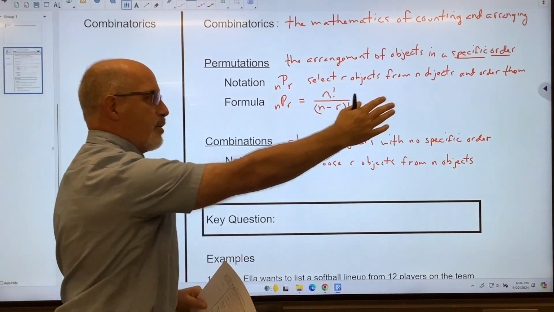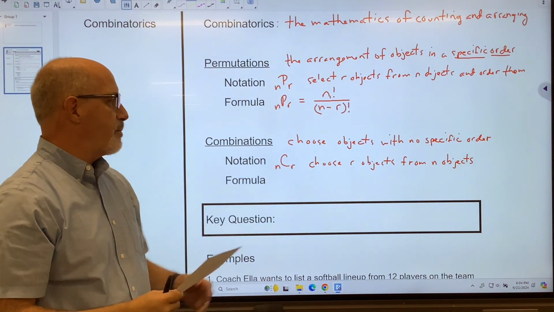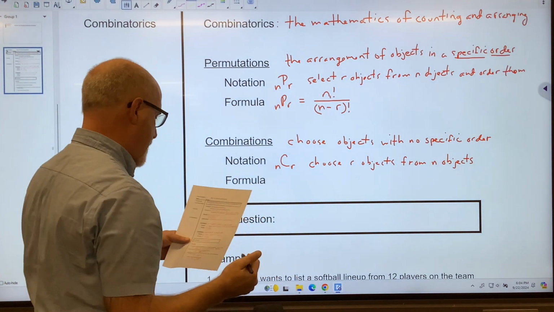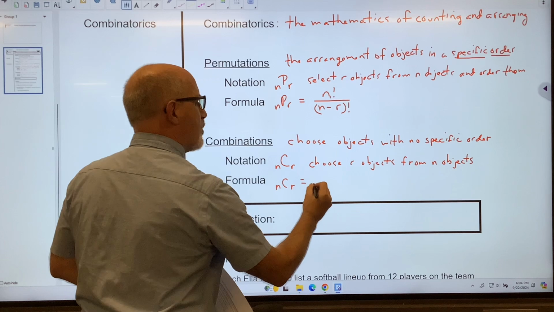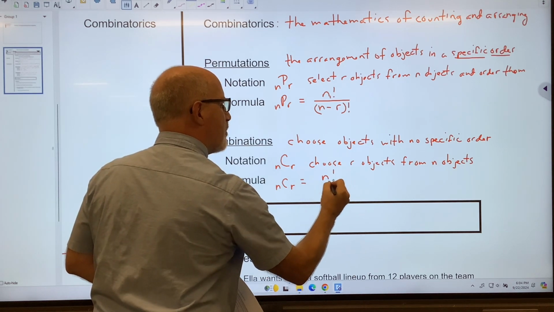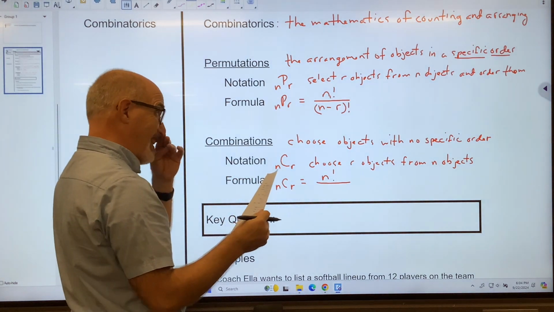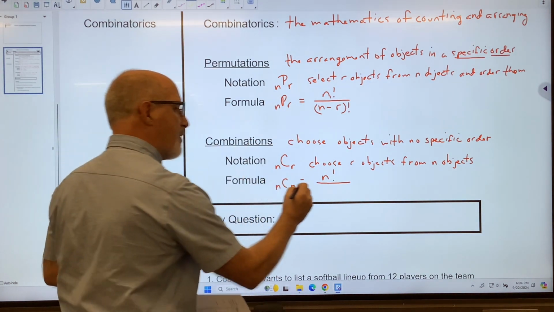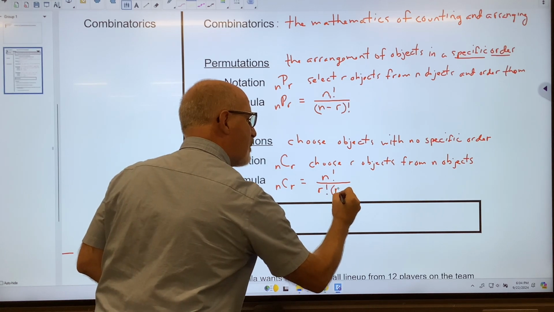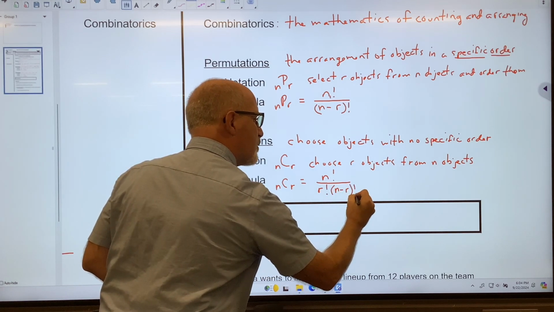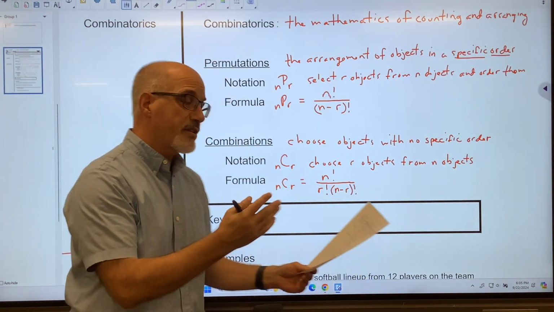So you don't put them in order though, that's the difference. You put them in order for permutation, you don't put them in order here, you just take the group. So the formula for this would be nCr equals n factorial on the top, and on the bottom, instead of just having the n minus r factorial, we'll have an r factorial first, and then the n minus r factorial. This means it will be a smaller amount because grouping or order doesn't matter for this.